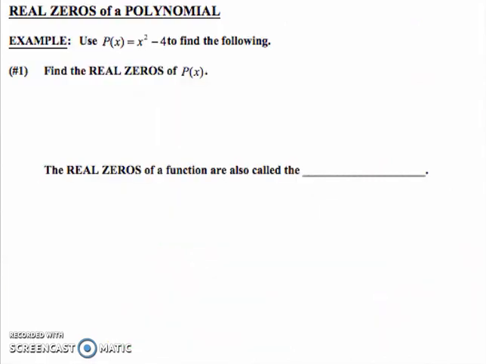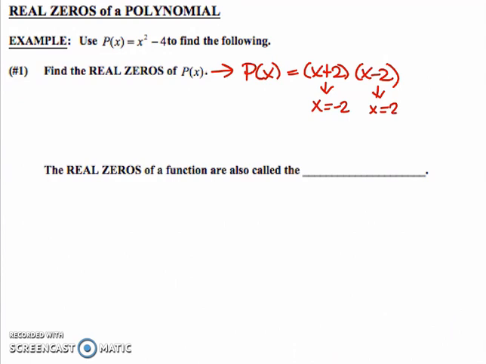The next thing we're going to talk about is real zeros of a polynomial. We have this example, p of x. Use p of x equals x squared minus 4 to find the following. Number one, the real zeros. Well, that's easy. Hopefully you recognize that x squared minus 4 is a difference of squares, so that's a factorable polynomial. So p of x factors into x plus 2 and x minus 2, which gives us our real zeros. That tells us that our real zeros are x equals negative 2 and x equals positive 2.